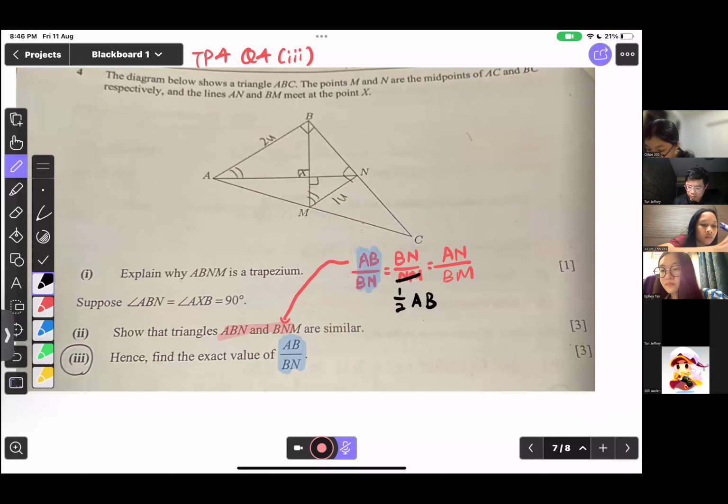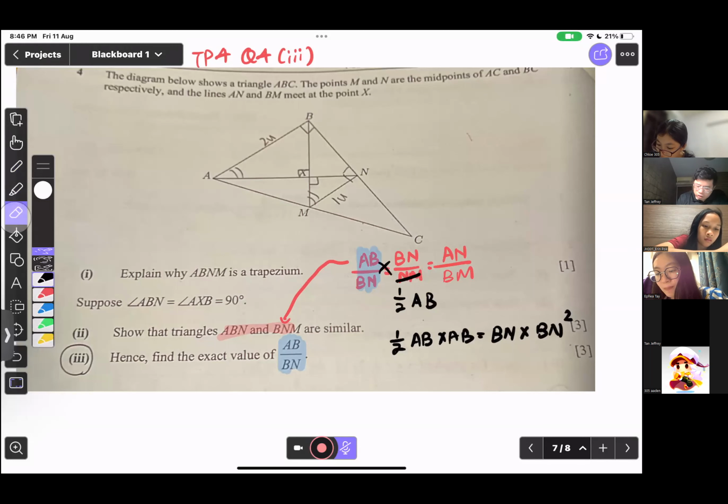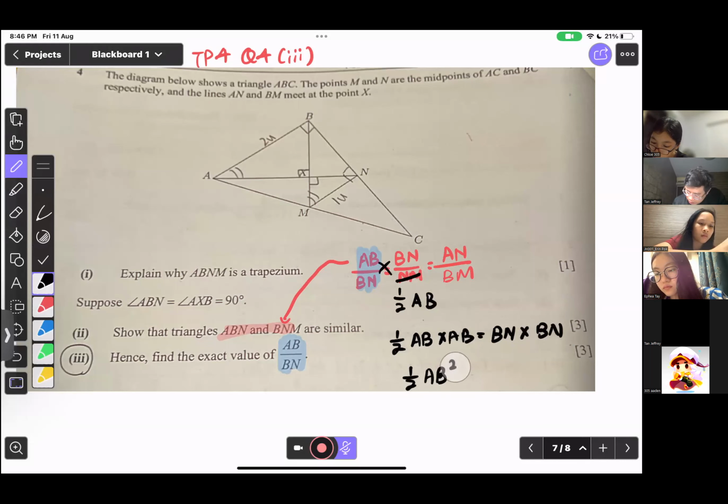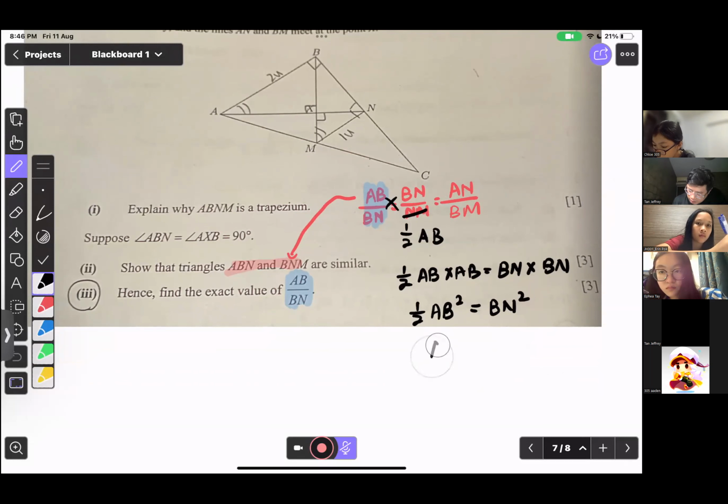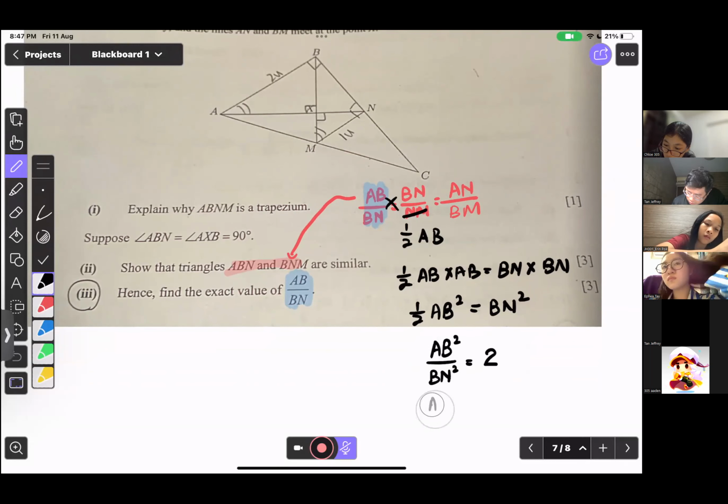That means if I cross multiply, half of AB times AB is the same as BN times BN, which is a square. Oh, that's not so bad. So half of AB squared equals BN squared. That means AB squared divided by BN squared will equal 2. So AB over BN is equal to square root 2. Is that okay?